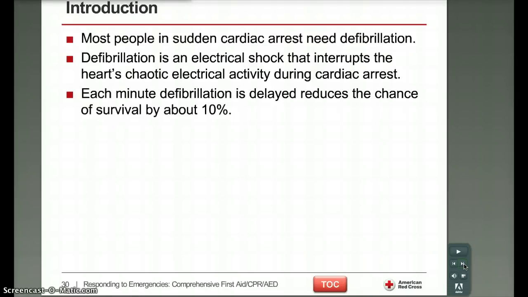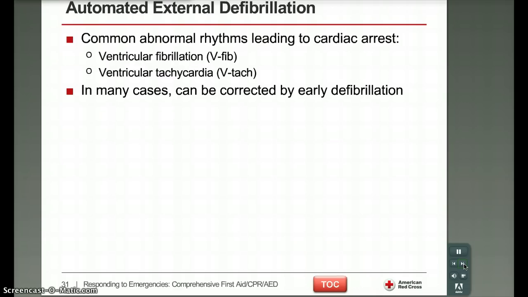For every minute that defibrillation is delayed, it reduces the chance of survival by about 10%. So even though CPR is a really important thing for us to be performing, and we can perform CPR in conjunction with the use of the AED, many times CPR is not going to be enough, and the sooner we can get an AED there, the greater the likelihood that we can help the victim and hopefully prevent it from becoming a fatality.